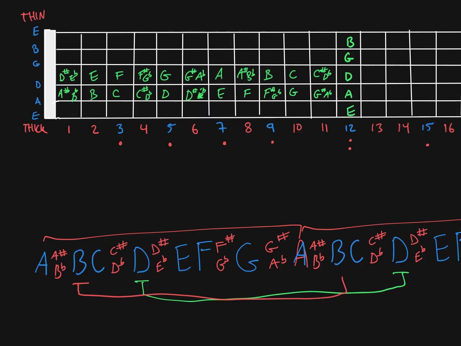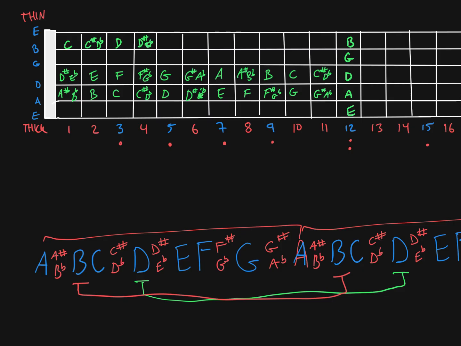Now, some of these notes are going to repeat, but I don't want you to think about that right now. Right now, I want you to just focus on counting down the notes on each string to kind of help you get used to it. Now let's work on the B string. So B goes to C, then C sharp, D flat, then D, then D sharp, E flat.